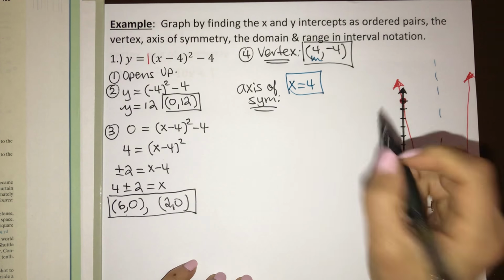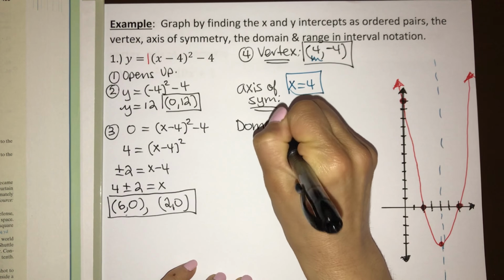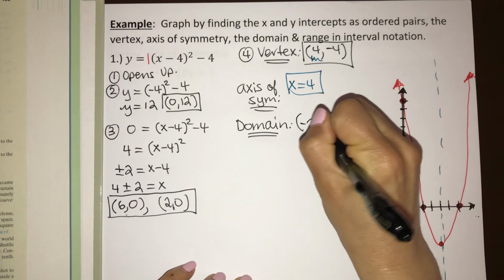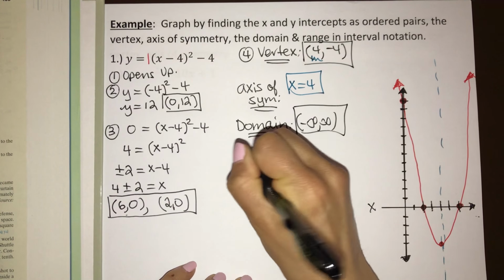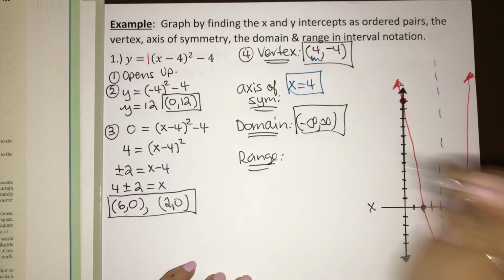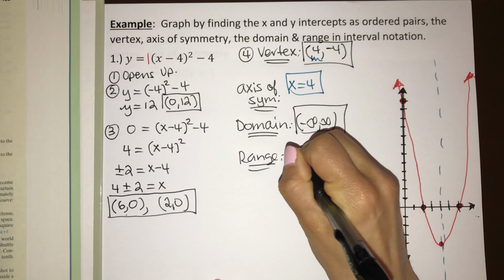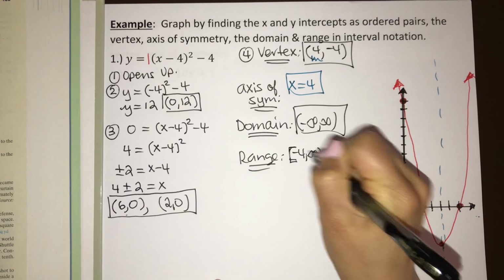And then we need the domain and range. So for the domain, just like we did before, we focus on the x-axis. This graph will cover all the values on the x-axis because it continually goes up to the right and left. So it's all reals. And the range, we focus on the y-axis. So notice that the graph basically has a minimum here at the vertex. That's the minimum. So basically it starts at -4 and goes all the way to infinity. And we need to include -4, so we have a bracket.